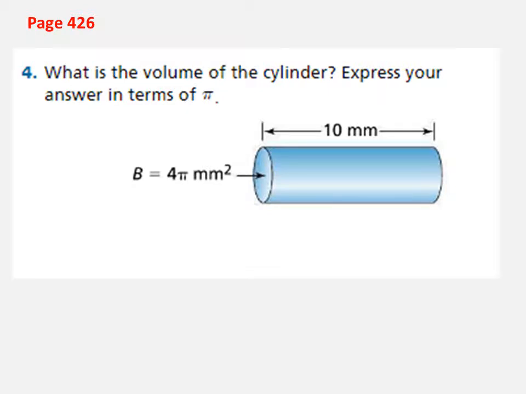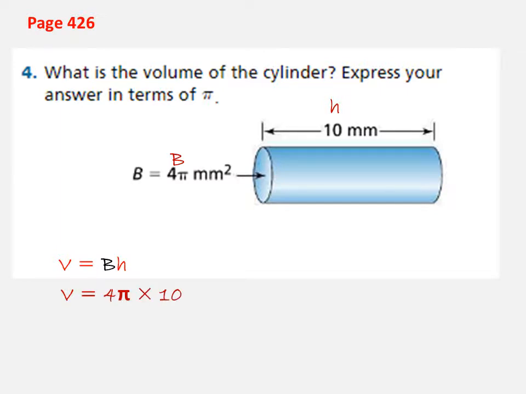Page 426. What is the volume of this cylinder? Express your answer in terms of pi. Read the question carefully. Here we have the base area, we have the height. So can we find the volume of the cylinder? Yes, of course. V equals B times h, the base area times height. We have the base area, we have the height, so just multiply the base area times the height.